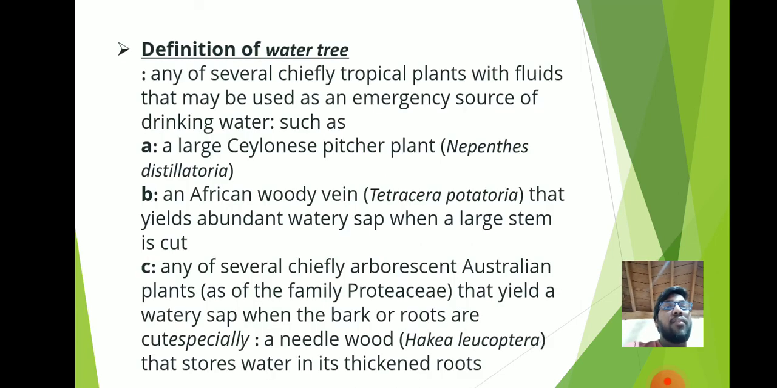The definition of water tree is any of several chiefly tropical plants with fluids that may be used as an emergency source of drinking water. Tropical plants means the plants which grow naturally in tropical climate. Now let us know what the water trees are. First one is a large Ceylonese pitcher plant, also called Nepenthes distillatoria.